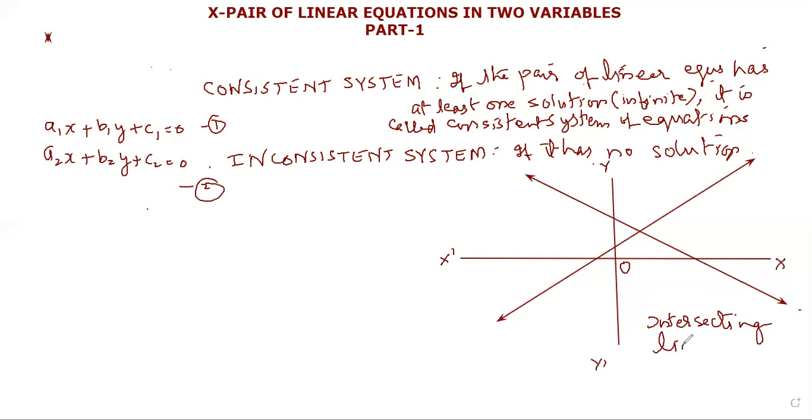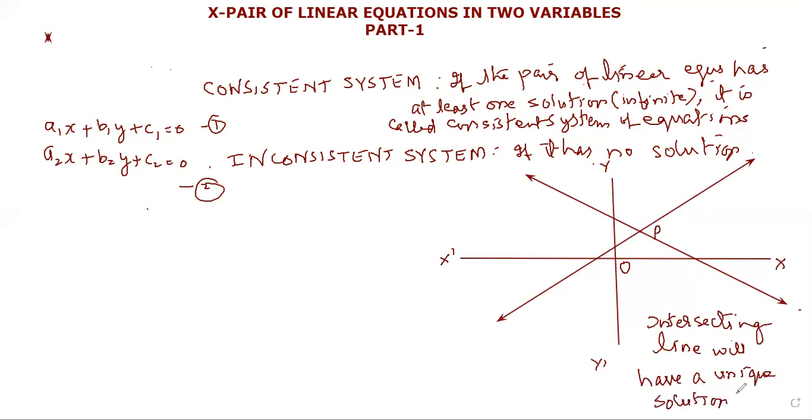Intersecting lines. So they are intersecting at how many points? Only one point. They are intersecting at one point P. And whatever its coordinates, that will be its solution. So it has only one solution. The intersecting lines will have a unique solution. Only one solution. Unique means one.